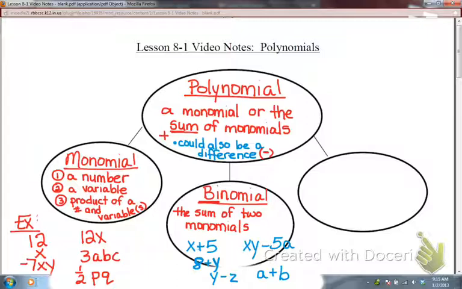Now remember, you can't combine a and b because they're not the same letters. You can't add them together. You just have to write a plus b and leave it like that.